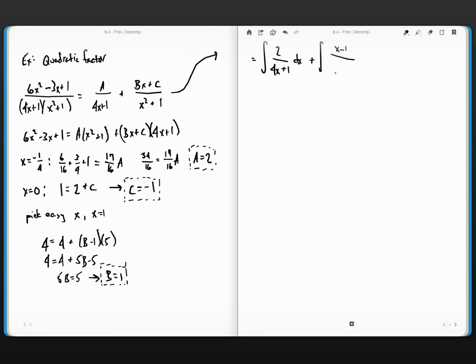Over, that's not a very good over, x squared plus 1, dx. So if this were my original integrand over here, it would break down into two integrals that look like this. So let's actually go through and try to integrate this one here.